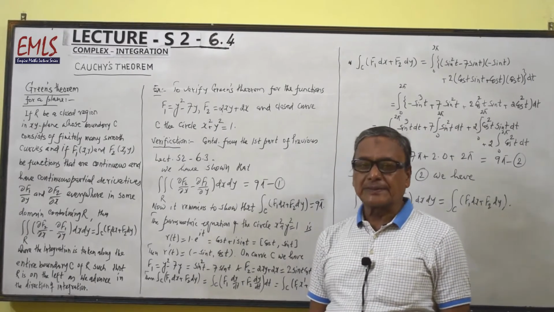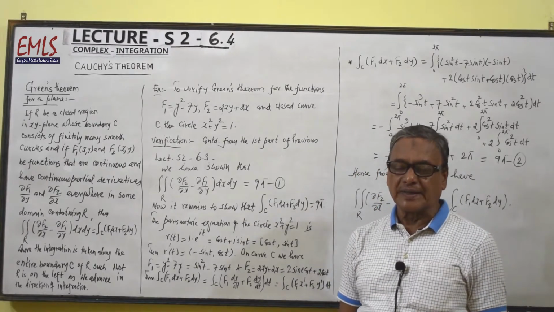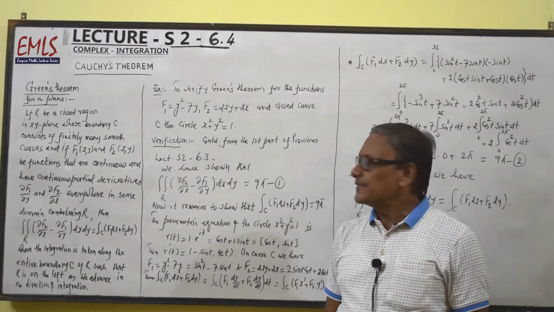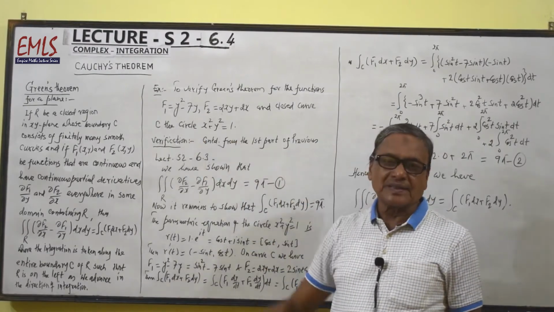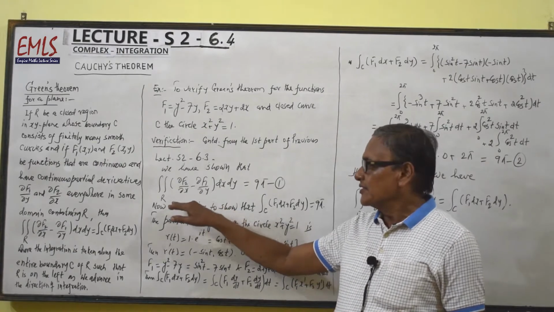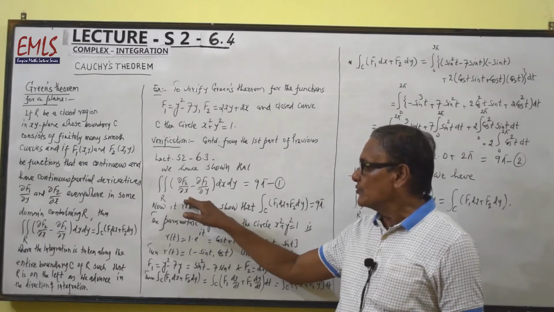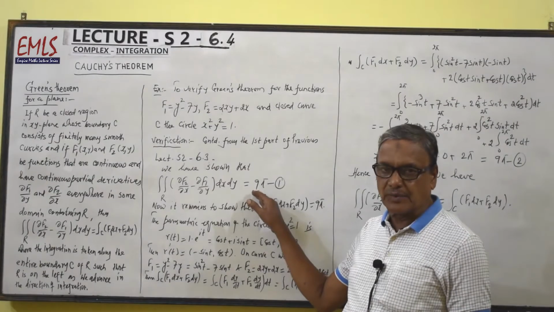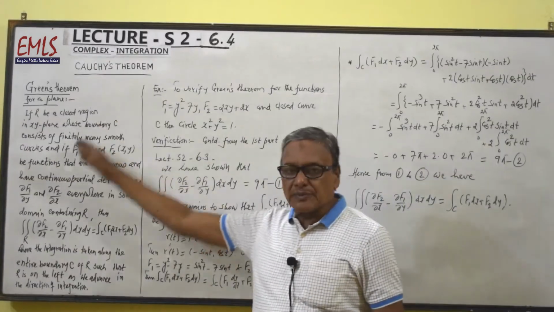We were discussing the verification of Green's theorem for a plane. In the last lecture, we had taken this example and we have already done the first part, that is the surface integral over R of (del f2 del x minus del f1 del y) dx dy equal to 9 pi, number 1. This is a statement of the Green's theorem.